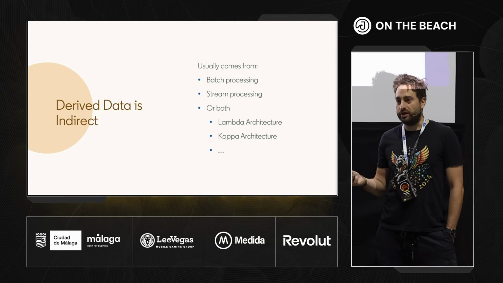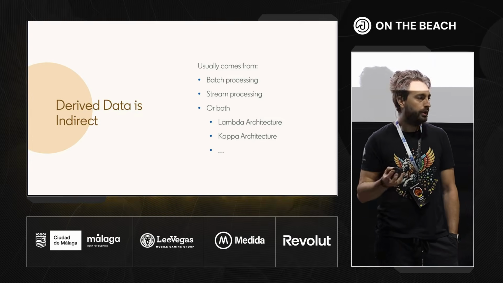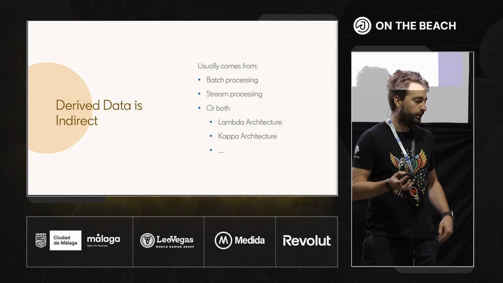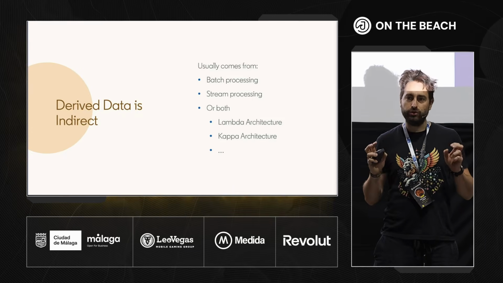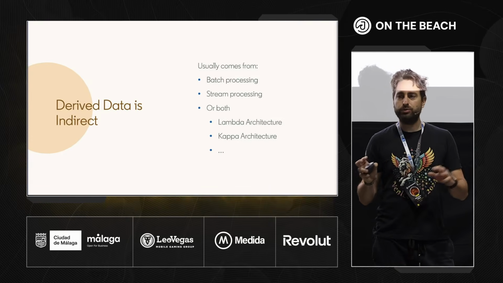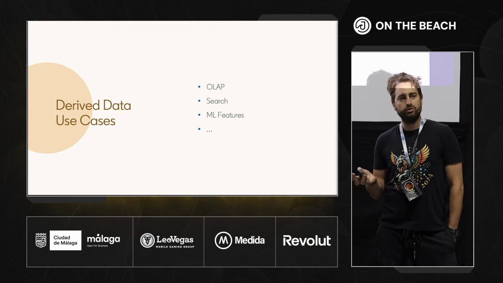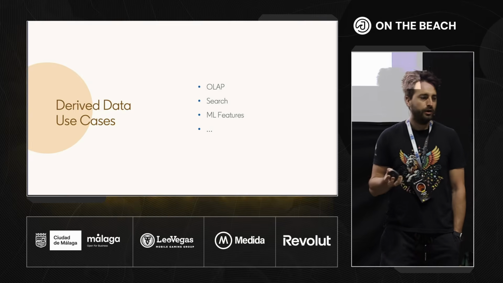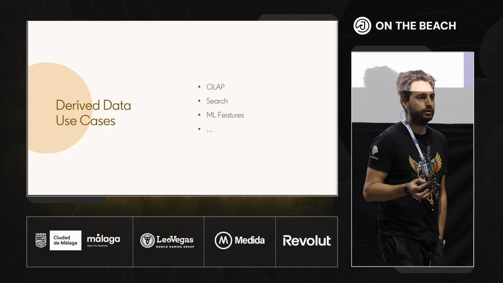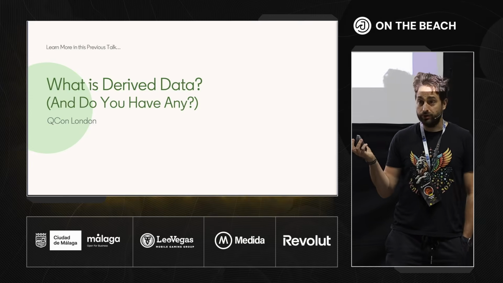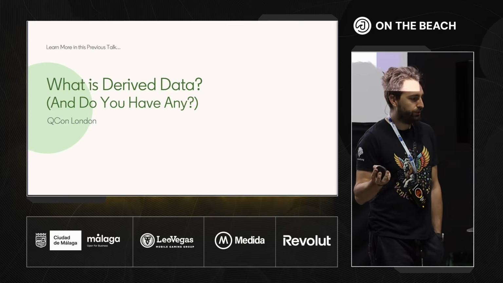And because it is processed, it often comes from a batch processing framework or a stream processing framework. And in some cases, it comes from both of these. And we sometimes call this pattern of merging batch and real-time data a lambda architecture or kappa architecture. I'll talk about both of these later in the talk. Some examples of derived data use cases include OLAP, meaning online analytics, search, machine learning features, and there are others, but I'll talk about these three in the talk. I gave a whole talk on this previously called What is Derived Data and Do You Have Any? So you can look that up and watch the replay if you're curious.